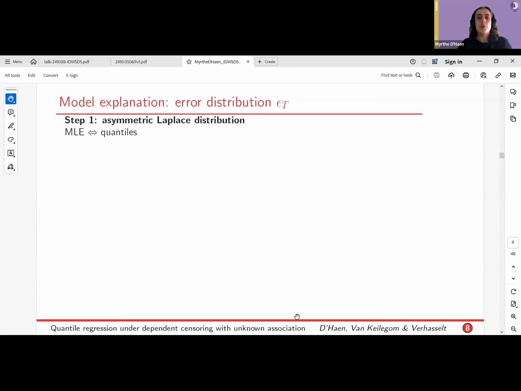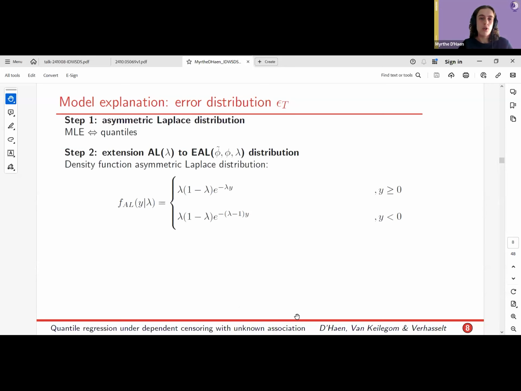So for this error term, we will start from an asymmetric Laplace distribution because, as I already hinted at, it is closely linked to quantiles. I won't go into details here, but quantiles are actually equivalent to performing maximum likelihood in an asymmetric Laplace framework. So that provides a heuristic explanation for why we would start from an asymmetric Laplace distribution. Density is given here.